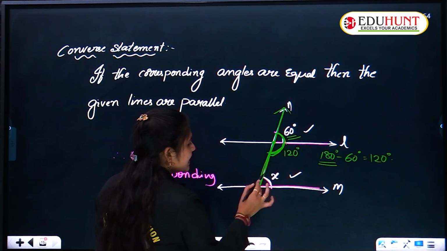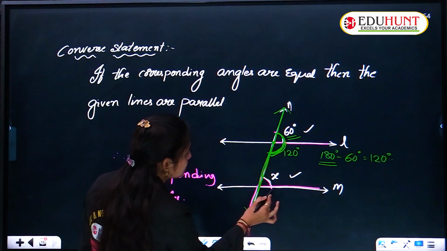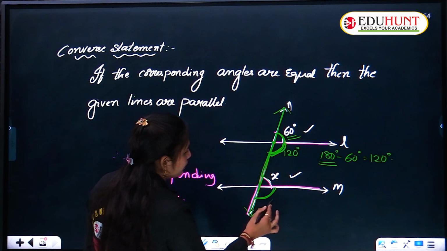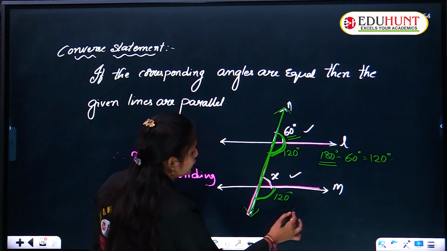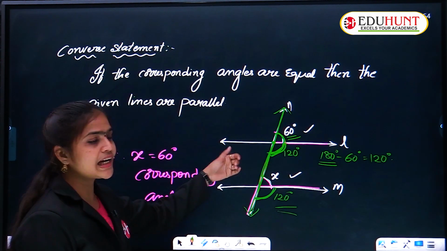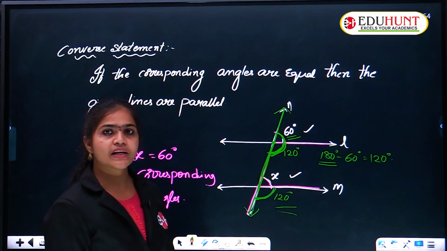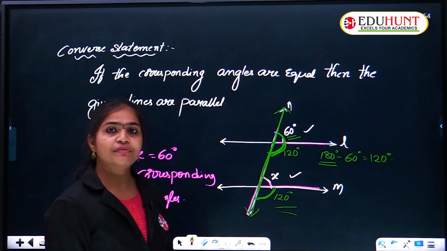Okay, here 60 and x, these two are corresponding angles. And in the same way, these two are also corresponding angles only, no? Okay, in that case, this value is equal to 120. Am I clear? In this way, we find the corresponding angles. And in the same way, the left side angles also we can find.